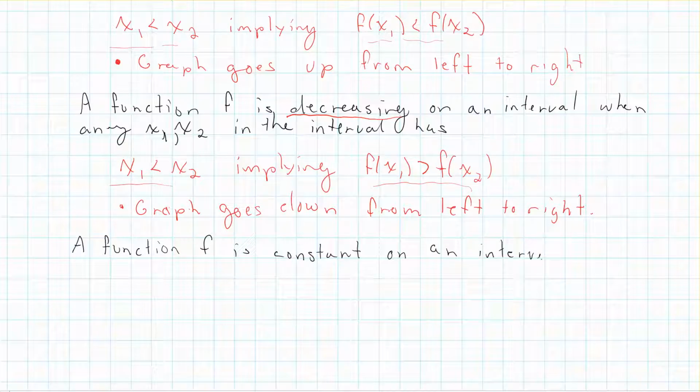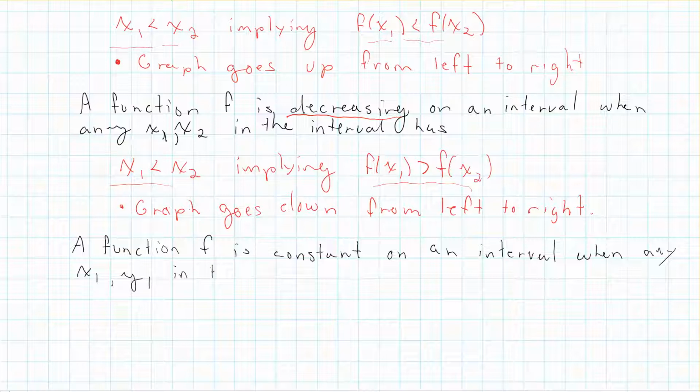On an interval when any x1, x2 in the interval has, now this is actually slightly different. All we're going to say is f at x1 equals f at x2.